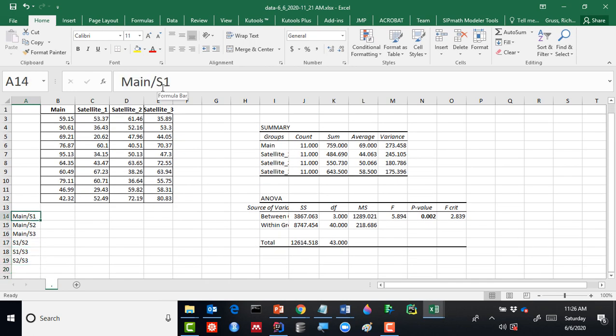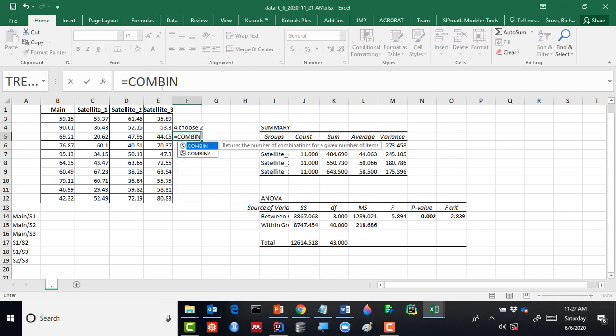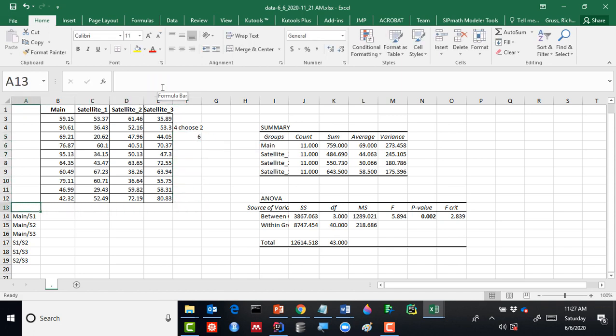So there should be 6, and it looks like there are 6. And the way I know that it's 6 is because, remember, this is a combination, right? We're doing 4 choose 2, which we do with combin 4 2, and we see that there are 6 different ways to take pairs from here. Okay, so we've got them all.